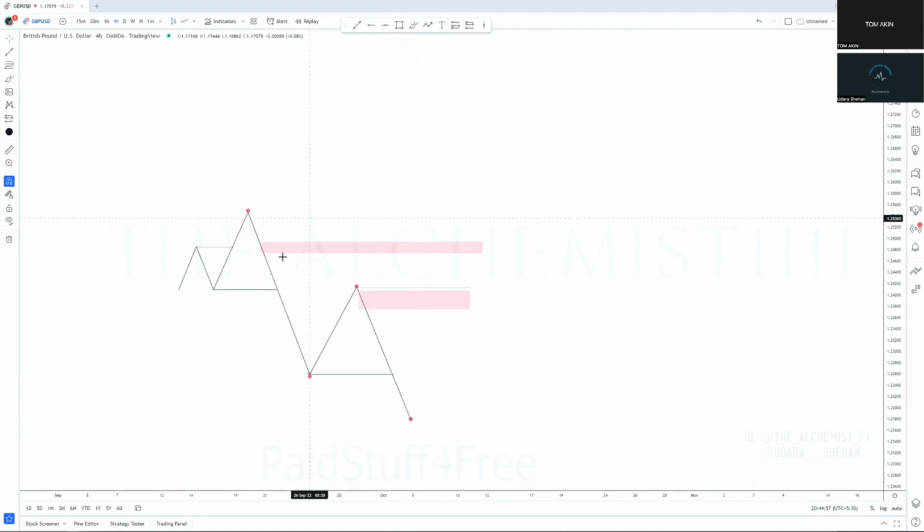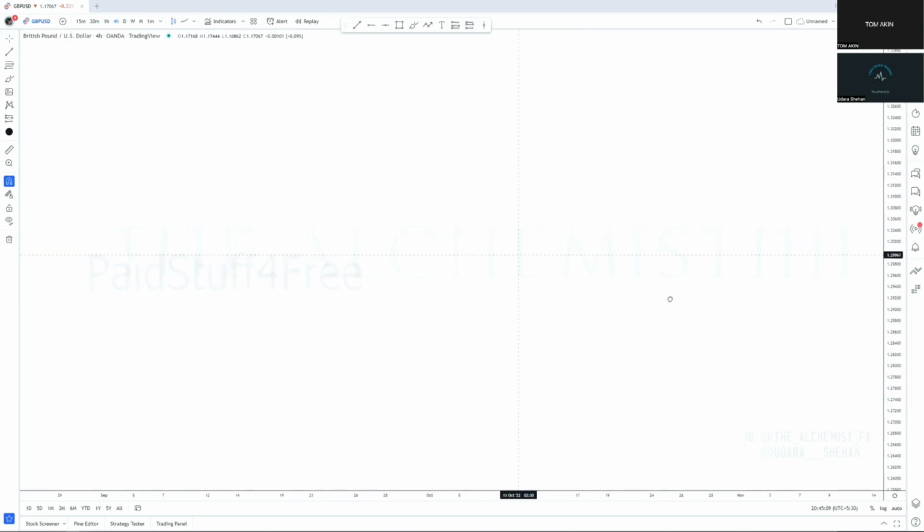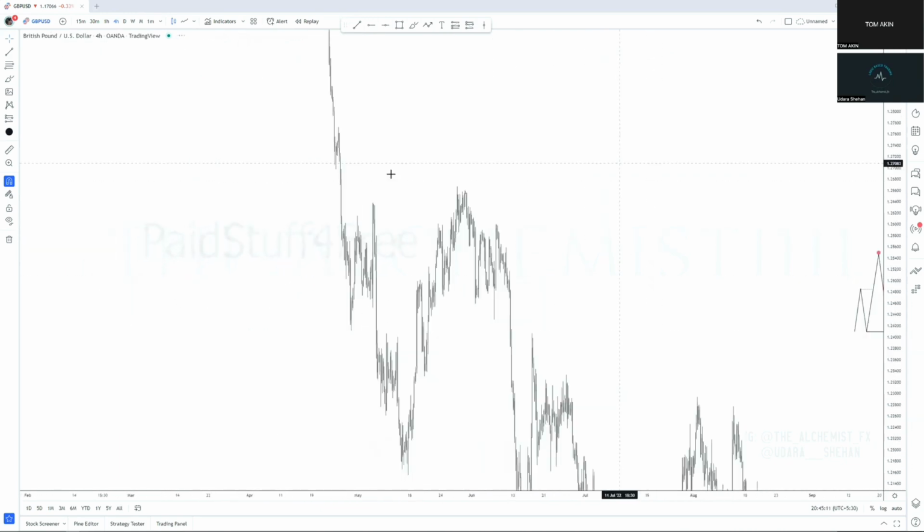The next thing is order blocks, breaker blocks, and rejection blocks. It's the same thing, the same closing price, but once we switch time frames, you will get a different view of it. So let me show you.